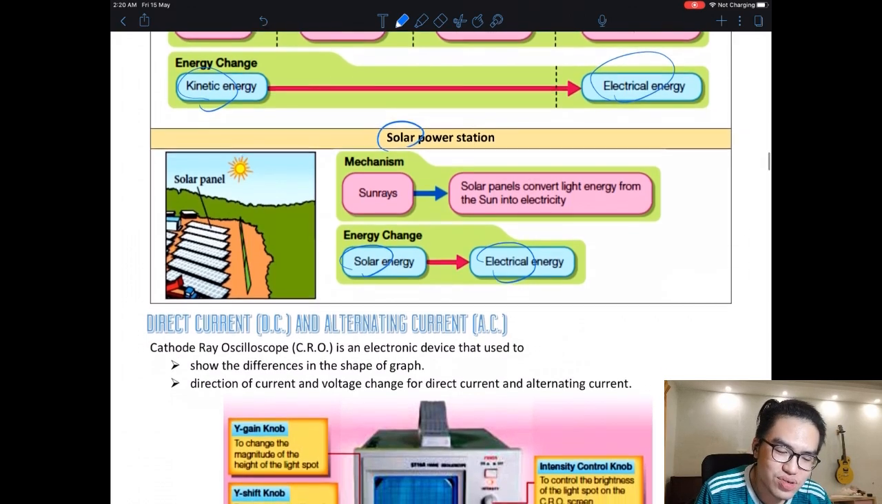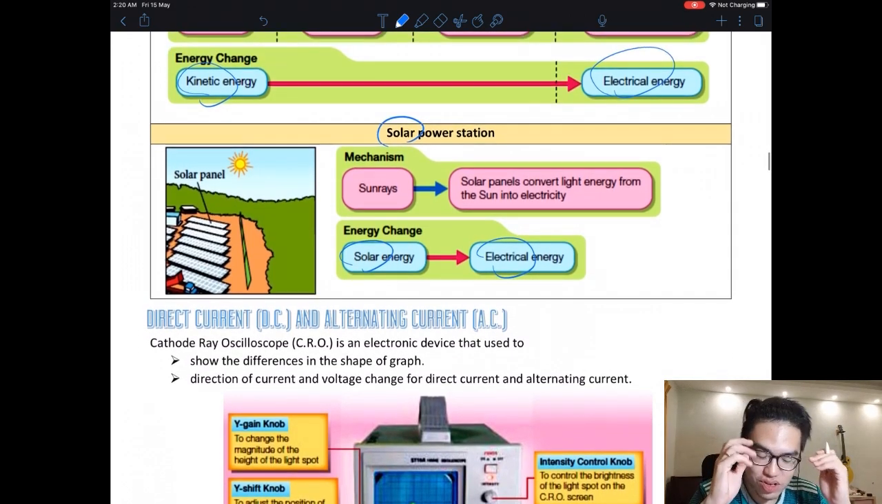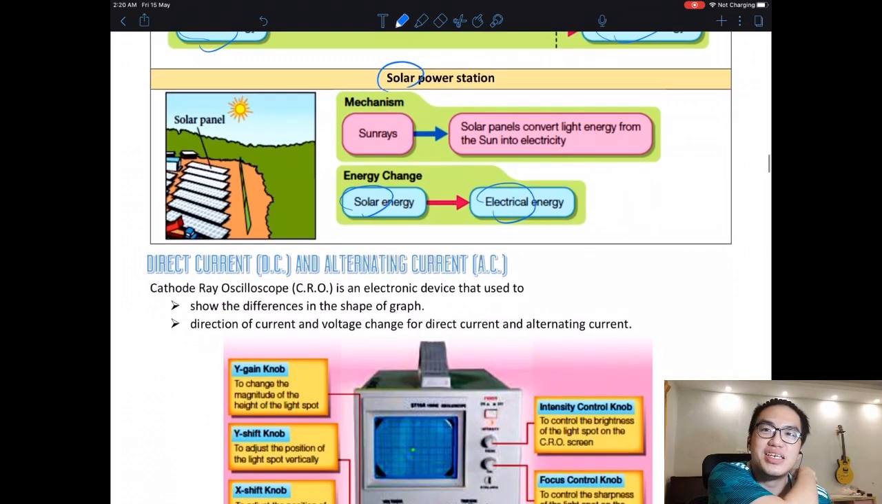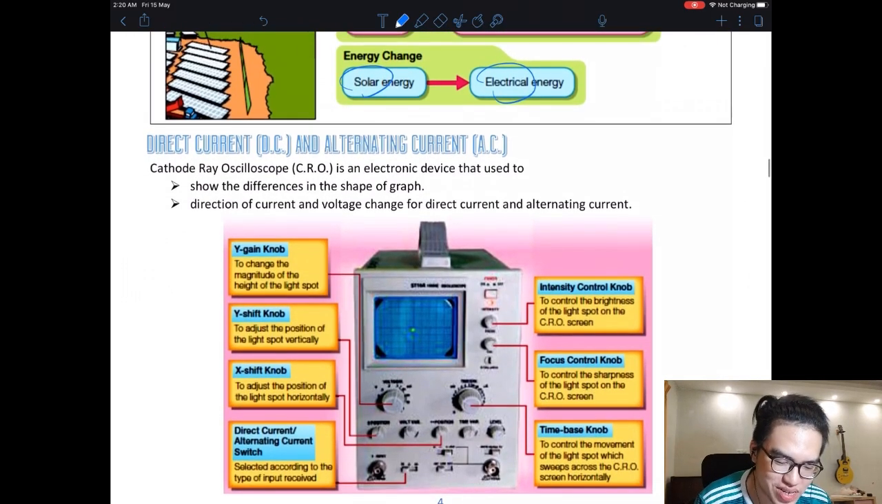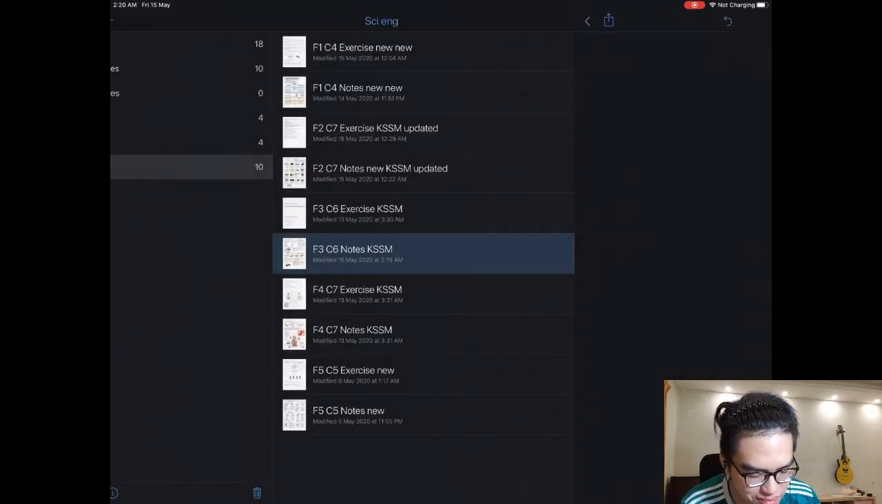All right, so that's it for this week. We are only talking about energy generation today. We're not going to talk about DC and AC. Next week we are going to talk about that, so never mind, we will go into it next week. Okay, let's look at some exercises.